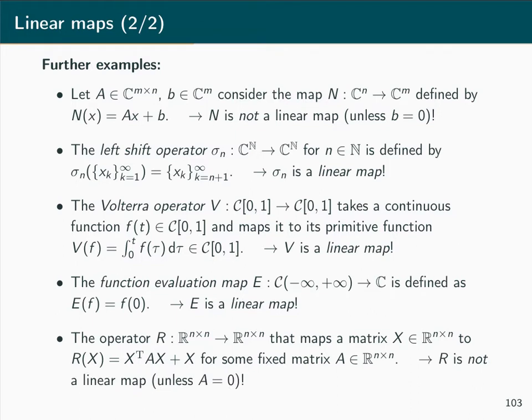Without going into the details here, you can easily check that R is not a linear map unless the matrix A equals the zero matrix. So what these examples are supposed to do is to give you a vague idea of the generality of Definition 6.1 and of the diversity of the sets of linear maps that are out there.